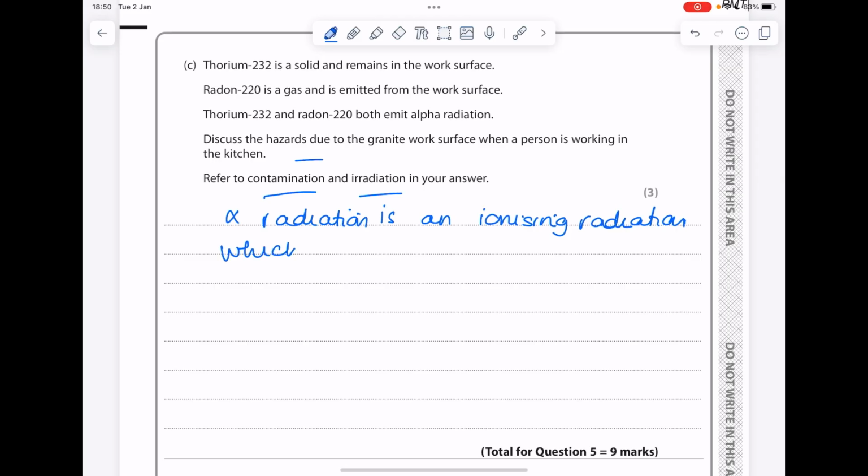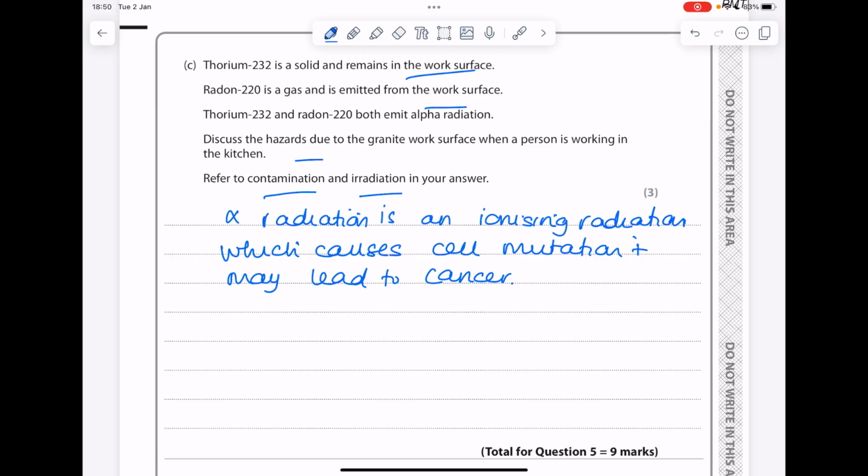Which causes cell mutation and may lead to cancer. Let's look at this point now about whether it remains in the work surface or is emitted. Because the radon is emitted, it means that it can cause both contamination and irradiation.